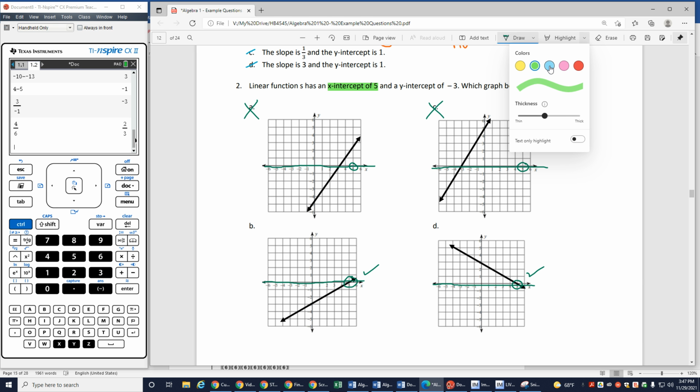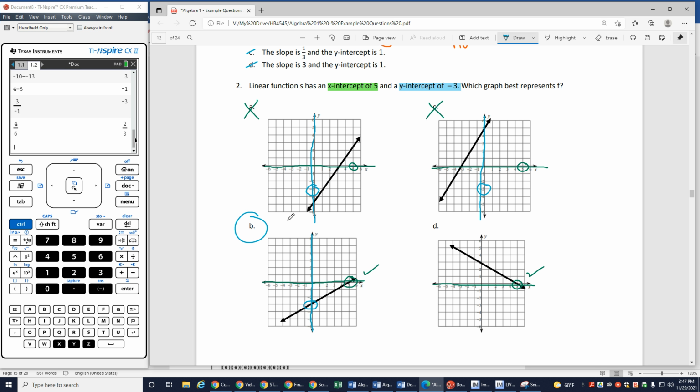So now we want to have a y-intercept of -3. So that means I'm going to want to cross my y-axis at -3. Now I've already eliminated the first two, so I know I don't have to worry about those. But down here, I want to cross at -3, and it looks like this one does. So B is my correct answer. If I look at this last one, D, I can see it's crossing up at +3, and I want to cross at -3. So B is my correct answer.